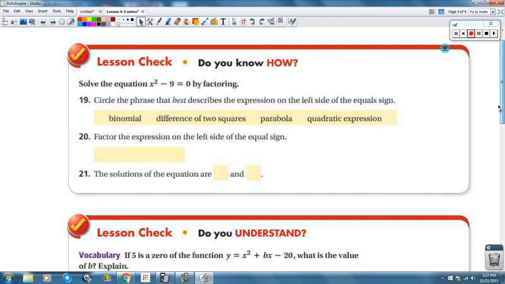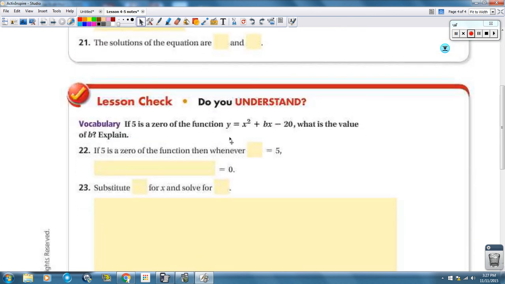And then this lesson check: if 5 is a 0, what does b have to be? I'd like you to work on that, and then I will have the answers if you want me to show you that in class.